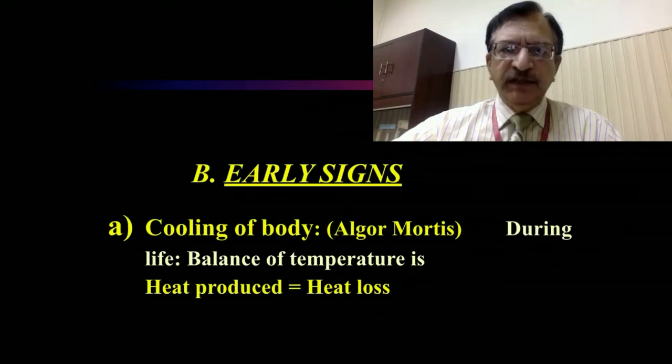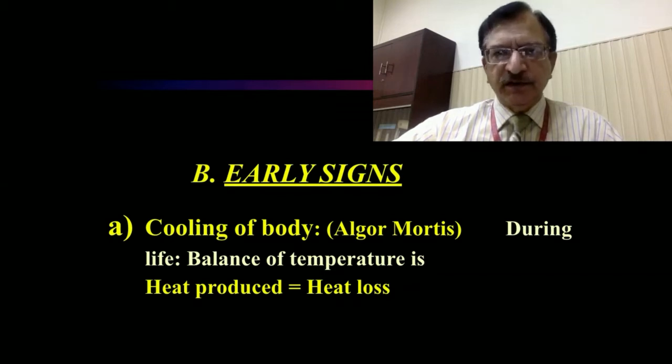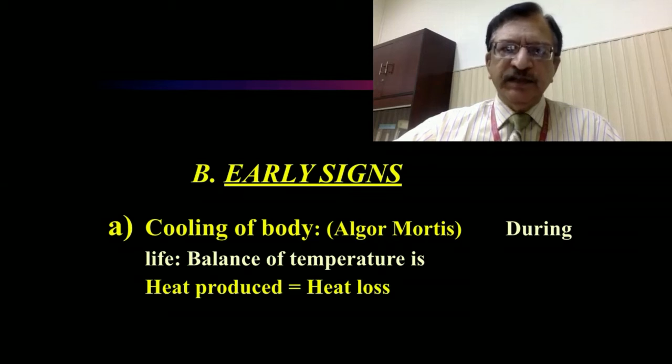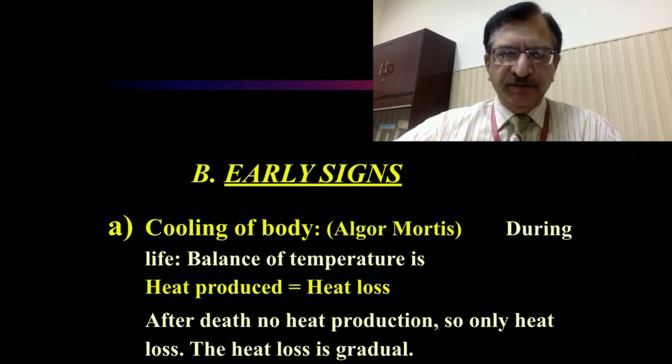The cooling of the body, the algor mortis, as normally we know the physiology, that during life there is a balance of temperature by heat production and heat loss. Metabolism is going on, the heat regulatory center and other physiological phenomena are going on. So there is a balance and body temperature is maintained at the temperature which has been fixed by nature. So the heat loss and heat gain will be proportional to maintain the body temperature.